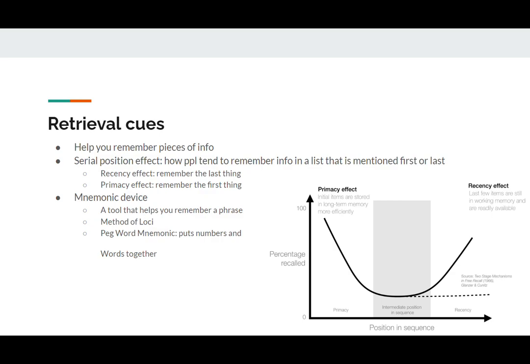There are a lot of mnemonic devices that you can use, and they enhance retention and memory. A mnemonic device is a tool that helps you remember an idea or phrase. An example of a mnemonic device could be ROYGBIV, which is used to remember the colors of the rainbow: red, orange, yellow, green, blue, indigo, and violet.